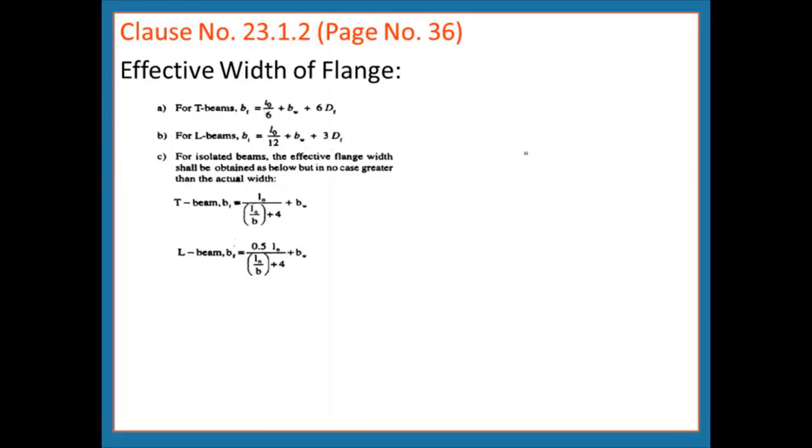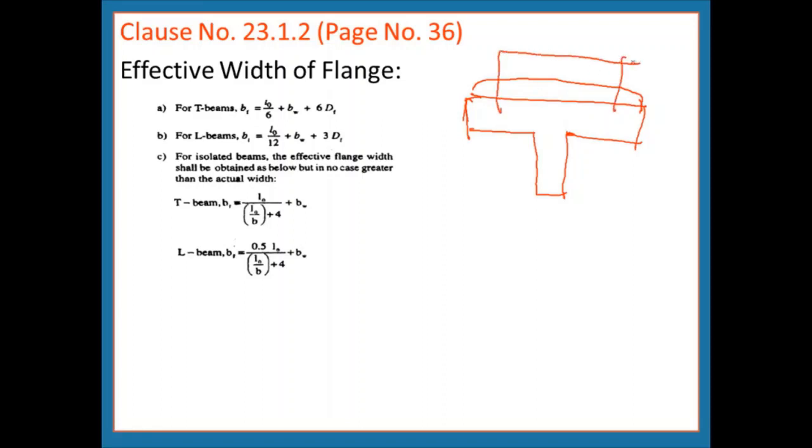This is related to the effective width of the flange. So what is this effective width? Suppose you consider a T beam like this, a beam you have constructed like this. Then the whole portion of the flange will not be effective in nature. Only up to some portion it will be effective. So we have to know the effective width of the flange. Now there exist two conditions. One is the monolithic condition and the second one is the isolated condition.